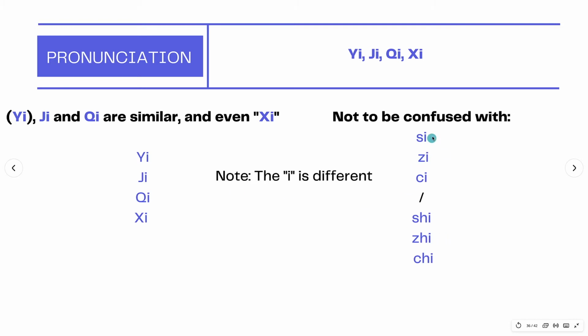Wonderful. I hope you're talking to yourself now. Si, zi, ci, si, zi, ci. When you can do it, you do it fast, like si, zi, ci, and then shi, zhi, chi, and then yi, ji, qi, xi. Xi, qi, ji, yi. Sorry, that was very bad. Xi, qi, ji, yi.